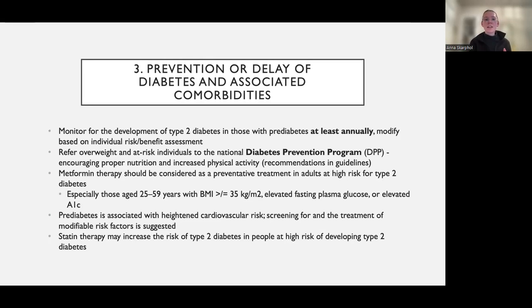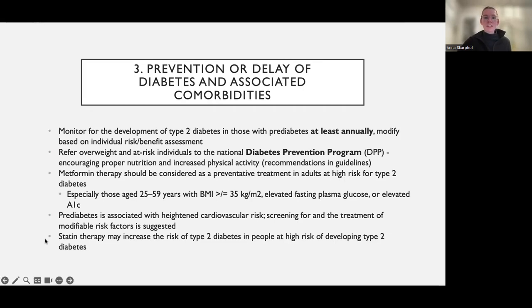And so in patients with prediabetes, they should be screened at least annually. So get an A1C at least annually to monitor for progression to diabetes. And then another recommendation, and this is something I got to do on my 2300 rotation, was refer overweight or at-risk individuals to the National Diabetes Prevention Program. And so this is a program that encourages proper nutrition and increased physical activity for patients, which are things that are proven to help delay the progression of diabetes.